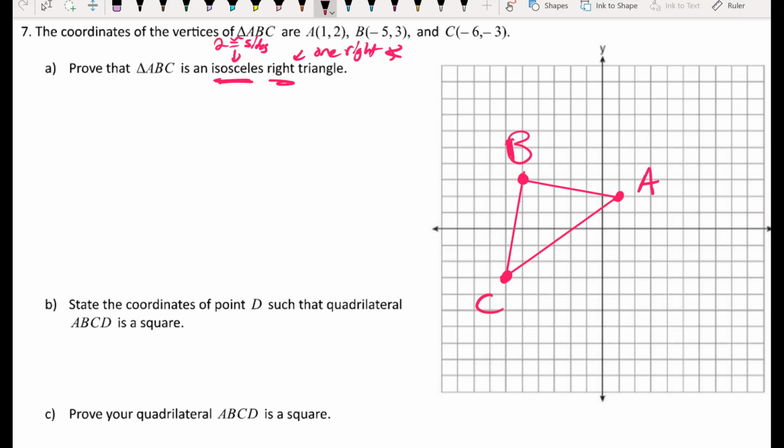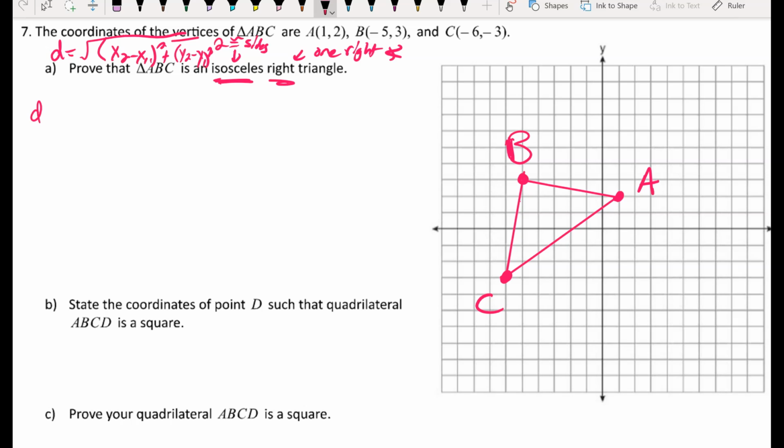To show that I have congruent sides, I'm going to use the distance formula. Remember, that's the square root of (x2 minus x1) squared plus (y2 minus y1) squared. If I want to find, let's say, BC, it looks like it's congruent to AB, so based on what I plotted, those are the sides I'm going to find the distance between.